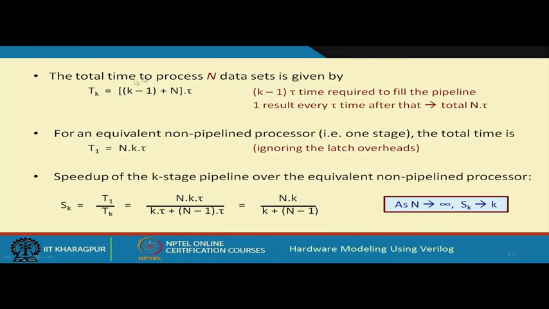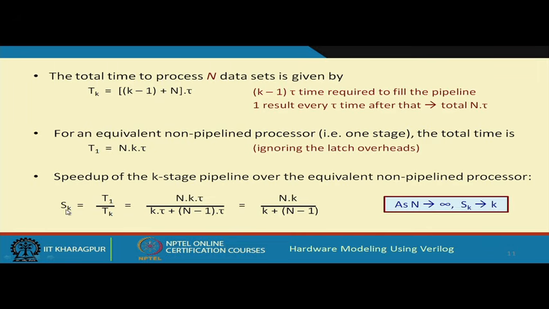So, you see k minus 1 plus n whole into clock period, this will be the total time taken to process n data. But if we assume that we have an equivalent non-pipelined processor where we did not use pipeline, then the time taken would be T1, n into k tau, where n is the number of data and k into tau we are assuming is the time to process every data. So, we are ignoring the latch overheads. So, approximately it will be n k tau.